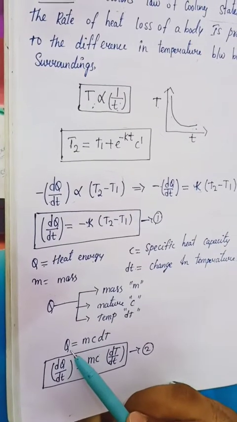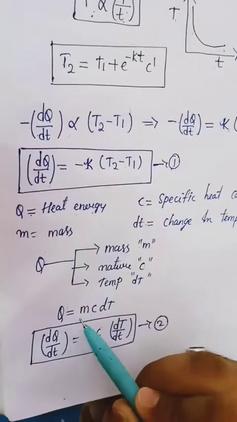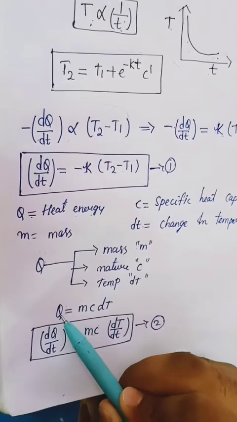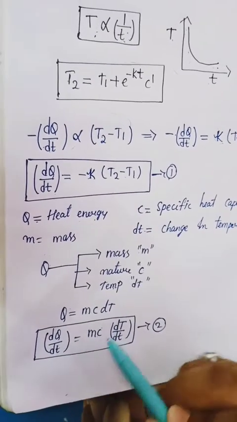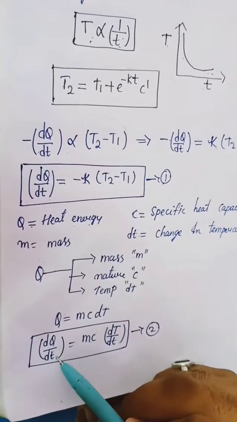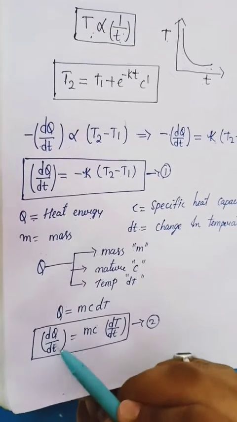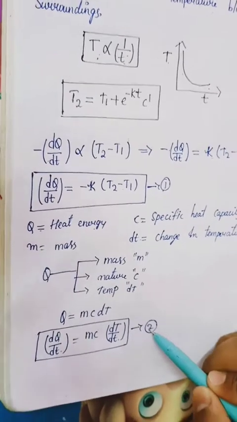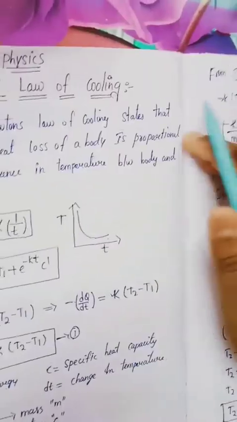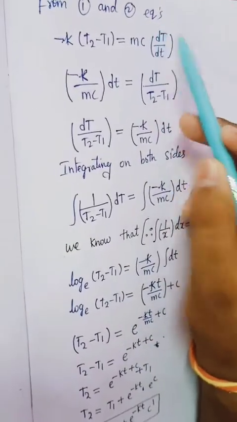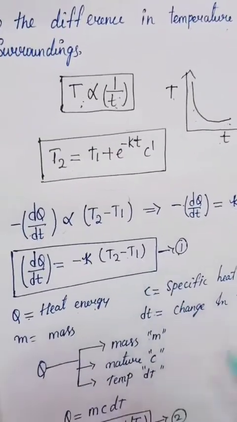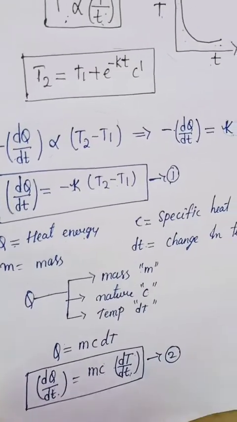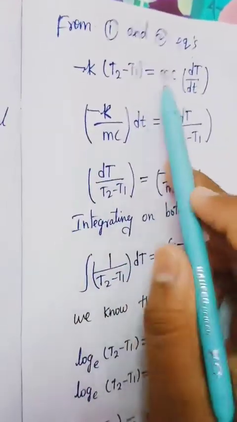Here we are differentiating the heat energy, dq by dt. We differentiate on both sides with respect to time. dq by dt is equal to mc into dt by dt. This is equation 2.